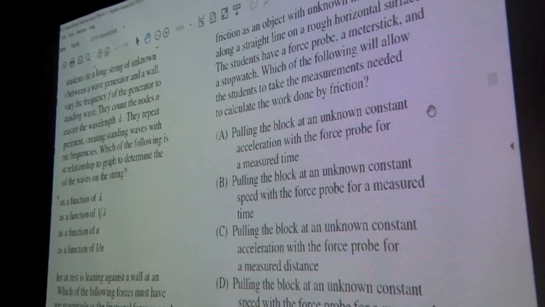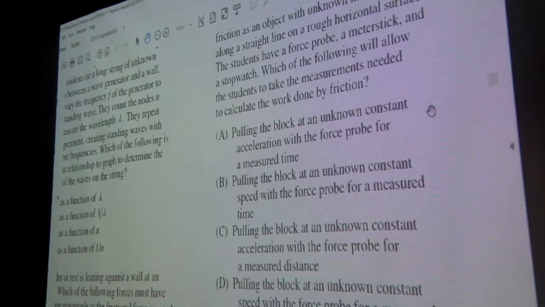Yes. Pulling the block at an unknown constant acceleration with a force probe for a measured time. No. C. See, Kyle, what do you have? Would it be C because the acceleration would guarantee you a constant force, and the distance for measuring displacement? Now, when you apply a constant acceleration, are you measuring the frictional force?